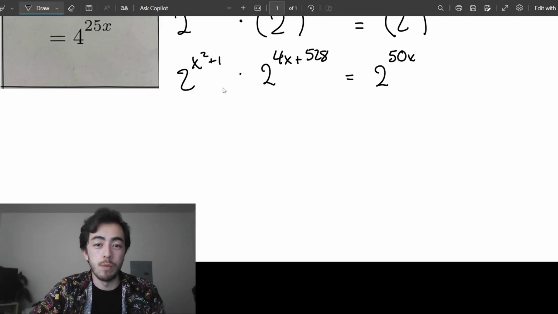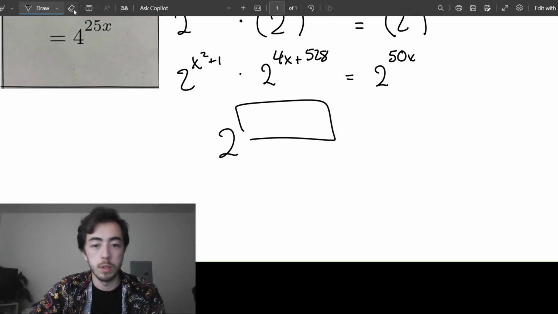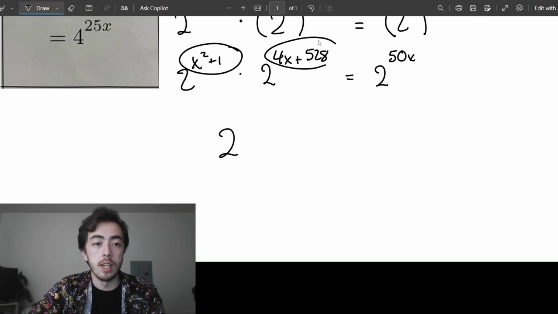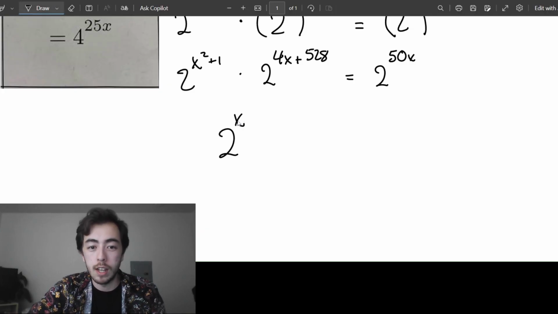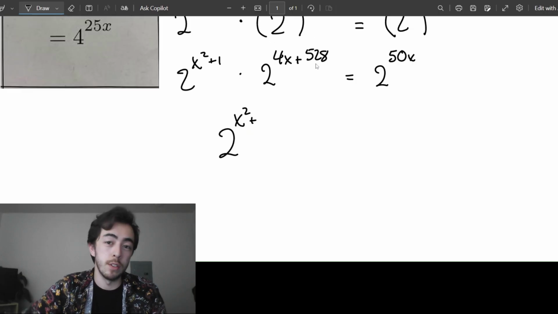And so I could just rewrite this with the same base. It's going to be 2 to the power of something, because we have a whole bunch of 2's being multiplied. And if I have this many 2's on the left and this many 2's in the middle, then I could just add my exponents, and that'll tell me exactly how many 2's are being multiplied. X squared plus, okay, well, it is going to be plus 1 plus 4x plus 528.